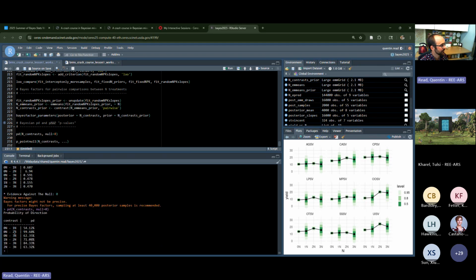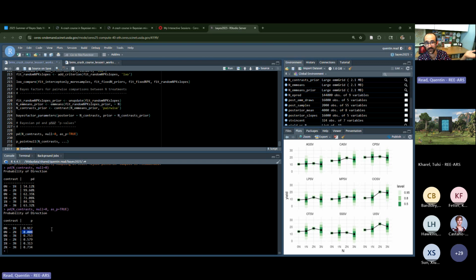So you can see that the probability of direction for this one is close to 100%, indicating evidence in favor of that difference being greater than the null value of 0. As I said, I didn't put this in the worksheet, but if you add the argument as_p equals true, it will give you it in the form of a two-tailed p-value, very similar to what you get from classical frequentist analysis. So here's that value, which, if you say 0.05 is a significance threshold, is below that. So that's the one we have the most evidence for a difference.